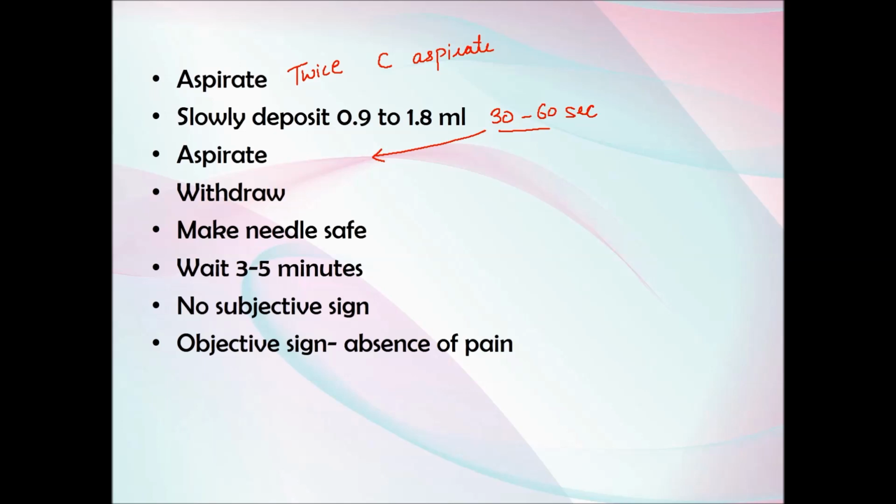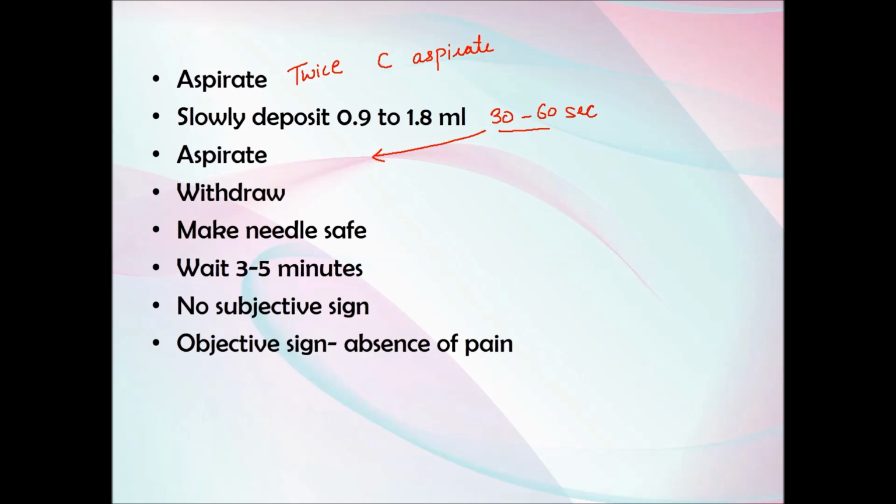After giving the injection, you will withdraw the needle, make the needle safe, and wait for 3 to 5 minutes. There won't be any subjective signs, as the patient cannot reach it with his tongue. It's a little posterior region, so the patient will not feel anything. The area will be numb, but the patient won't feel it.